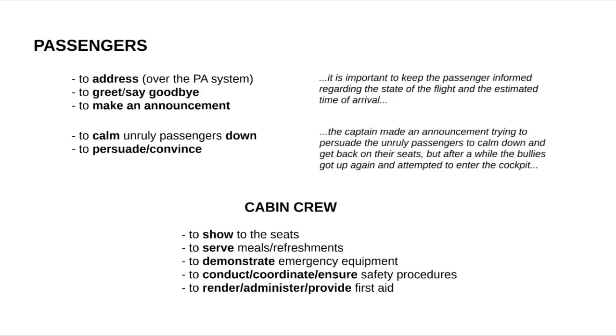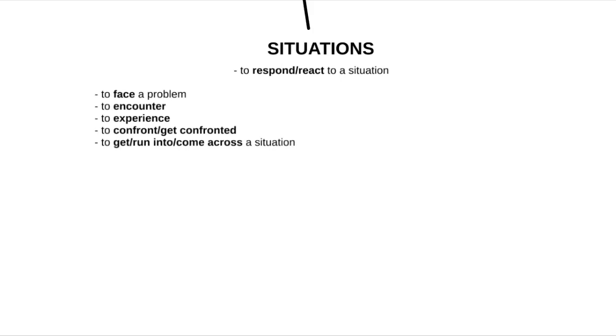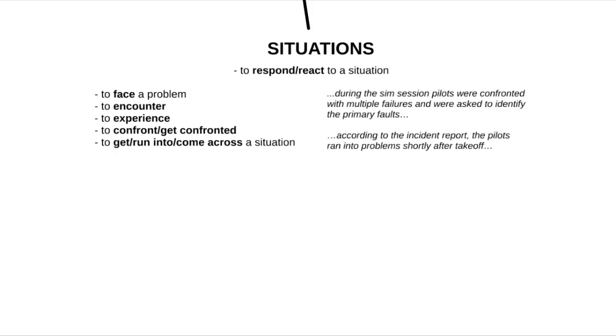Okay, now let's move on to the subdomain that covers involvement with various abnormal situations. Particularly, you might be offered to talk on how pilots and controllers respond or react to these kind of events. Take a note of powerful verbs like to face a problem, or encounter a problem, or experience, or confront, or to get into, or to run into, or to come across a situation. For example, during the sim session, pilots were confronted with multiple failures and were asked to identify the primary faults. Or, according to the incident report, the pilots ran into problems shortly after takeoff.